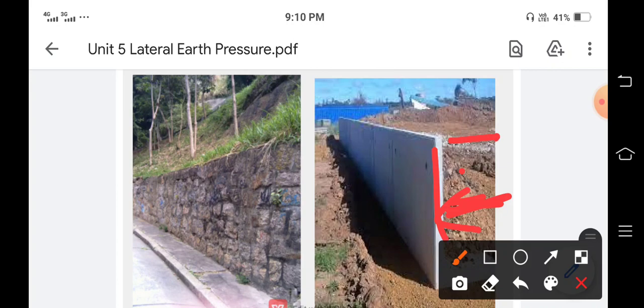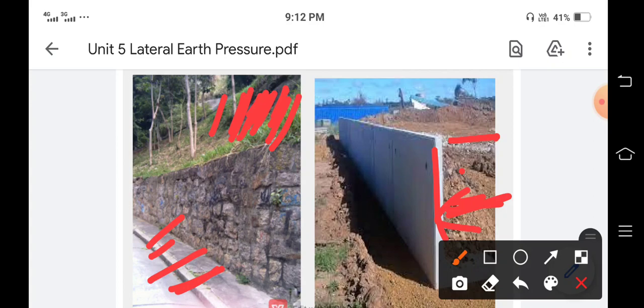Most of the retaining walls are constructed along the ghat areas. There is a chance of the soil falling. In this figure, we see that this soil will try to slide down and fall along this corresponding road. So we have to stop this soil in this respective area.